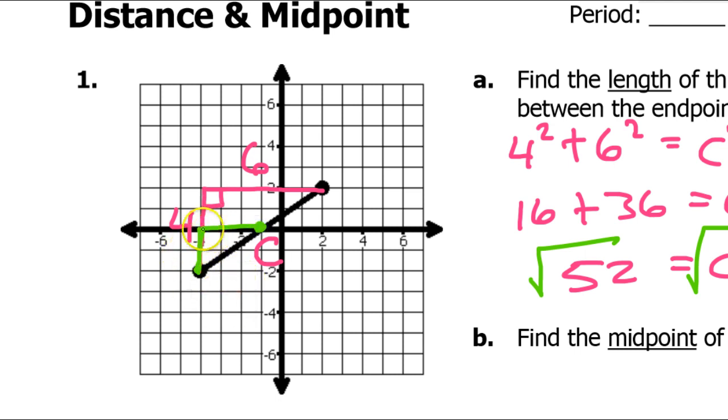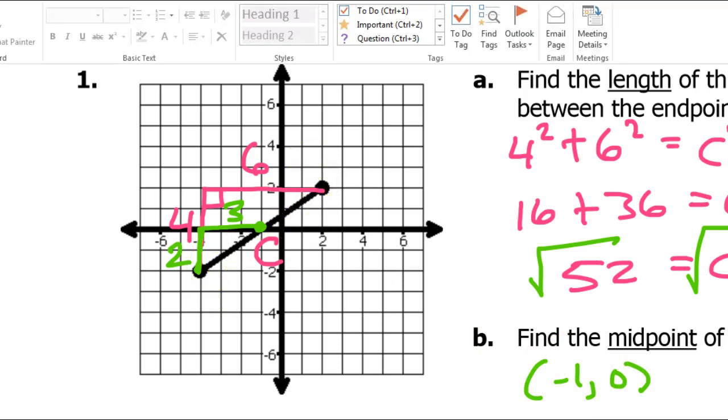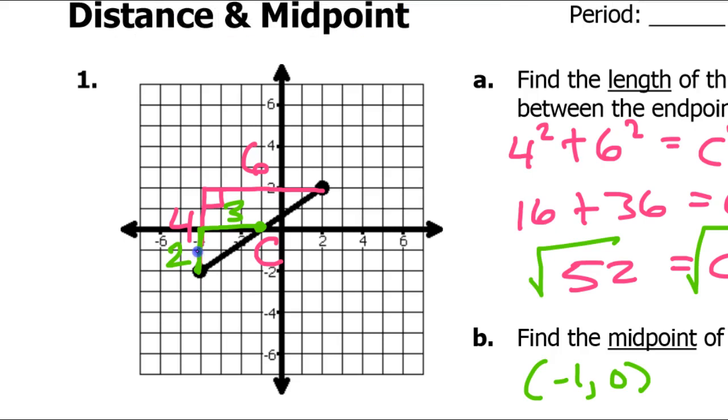Okay, so it's just a matter of taking half. So instead of up 4 and over 6, we went up 2 and over 3. And we now see that the midpoint is -1, 0. Now if that had been a decimal or something, this probably wouldn't have worked out so well. So maybe I should go ahead and mention the midpoint formula.